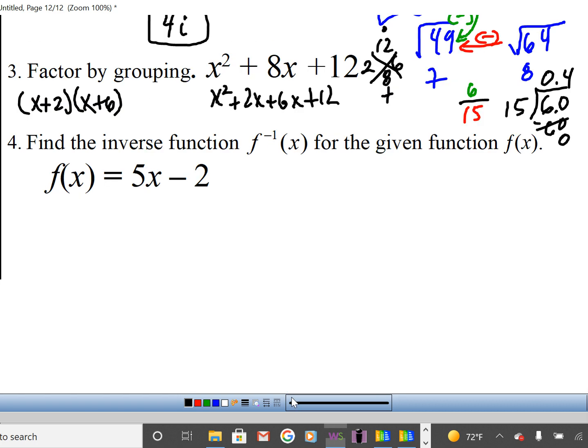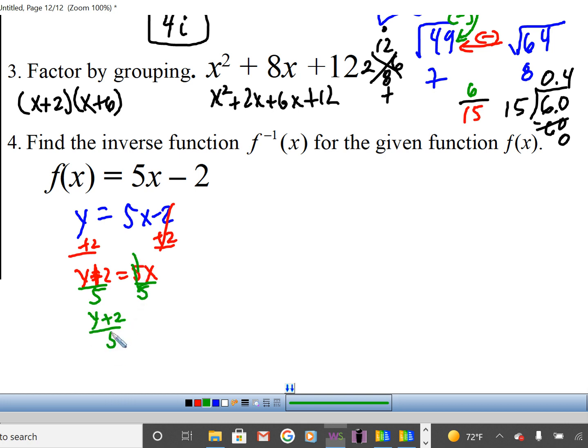And last but not least, find the inverse. I'm going to go over this one more time for those of you that still don't see it. Rewrite f of x as y. Solve for x. That means I add 2. y plus 2 equals 5x. Then divide by 5, y plus 2 over 5 equals x.